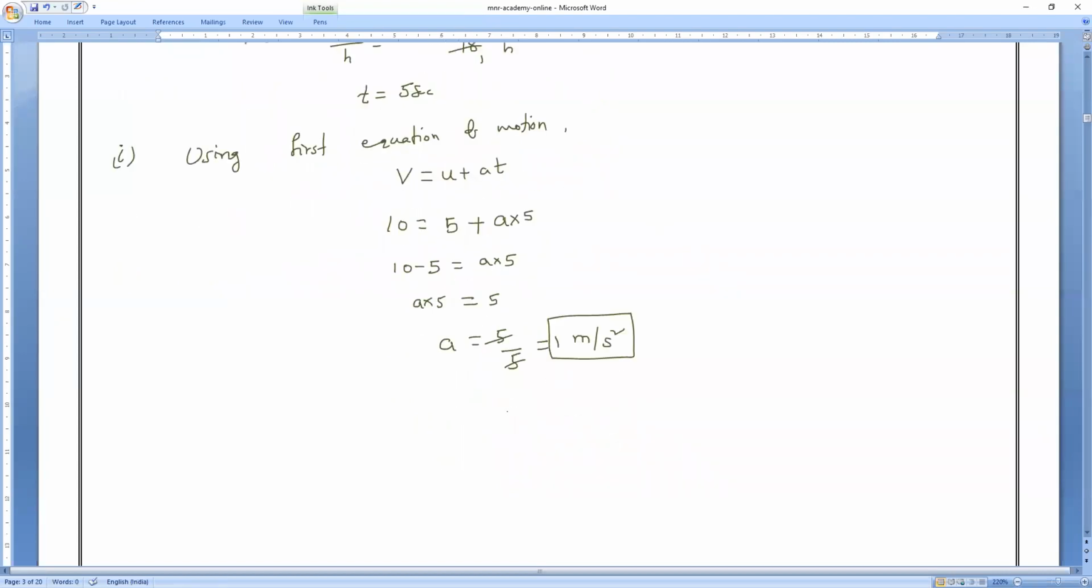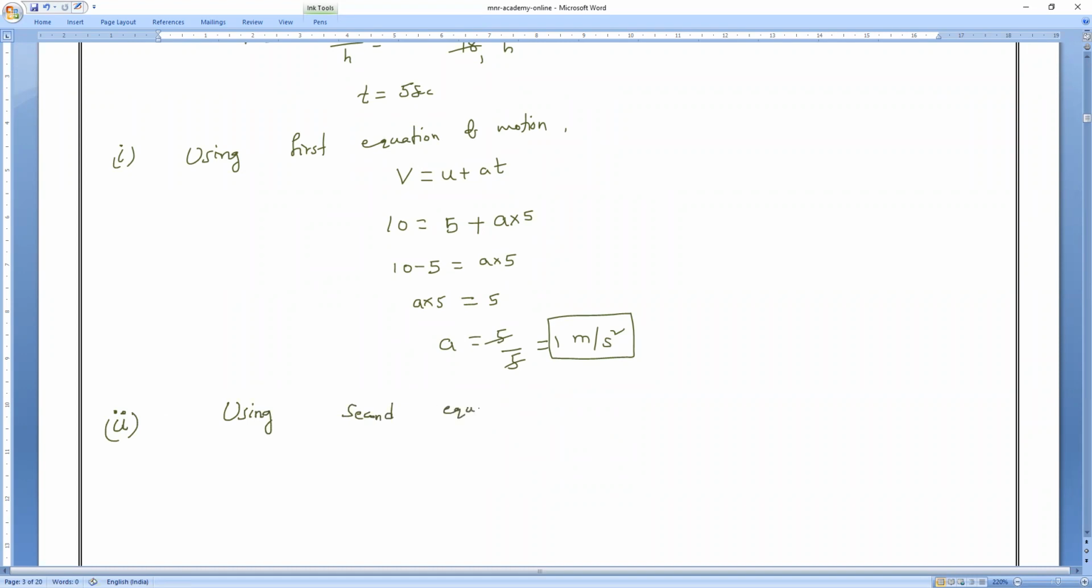Next, they are asking for the distance. So now you know velocities and time. Can you tell me what equation we can use? Either the second equation or we can use the third equation. Your choice. You can use both, that's what I am saying. So as we know velocities and time, you can use both equations.